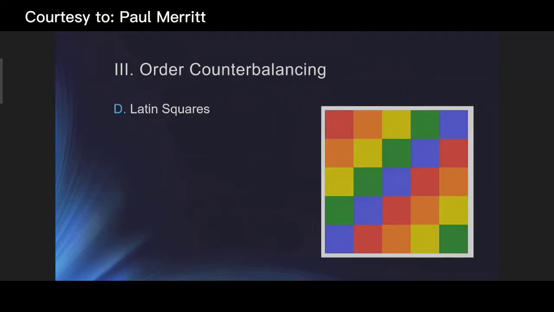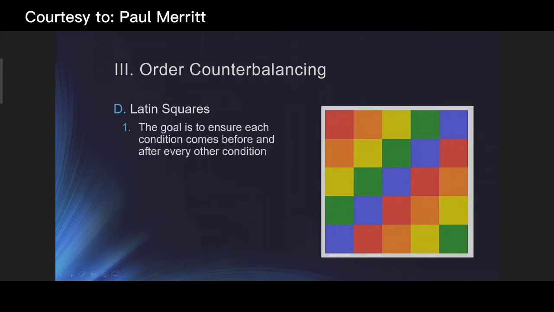We go to Latin squares. I actually found this really nice color representation of what a Latin square counterbalancing looks like. The goal here is to ensure each condition comes before and after every other condition. So here we can see red comes before orange, red comes before all these conditions, the blue comes before.